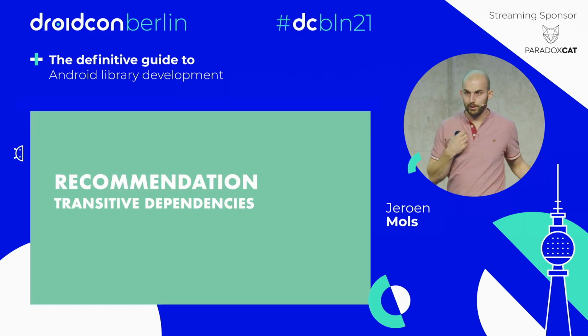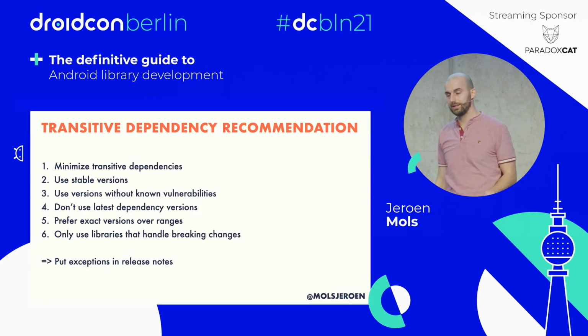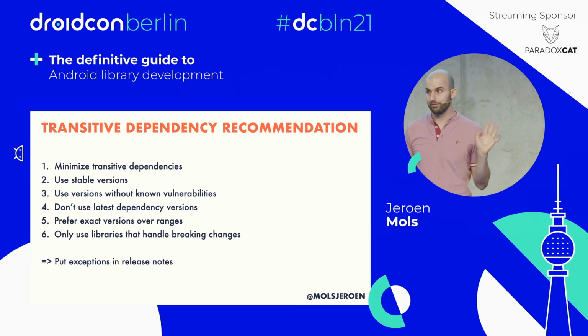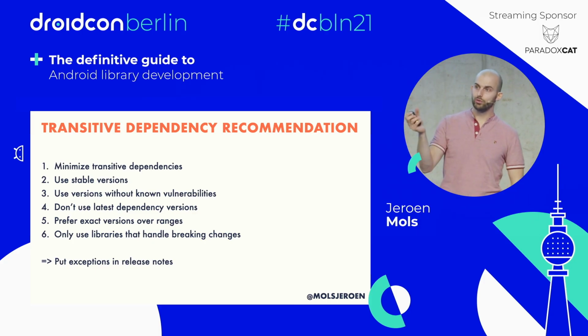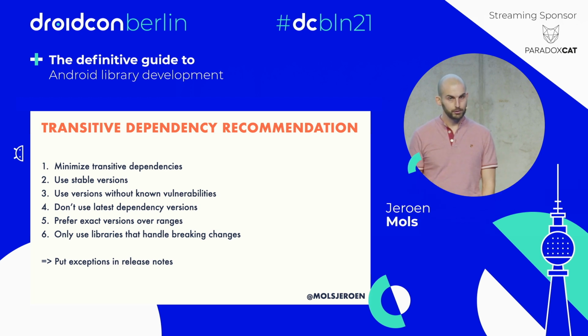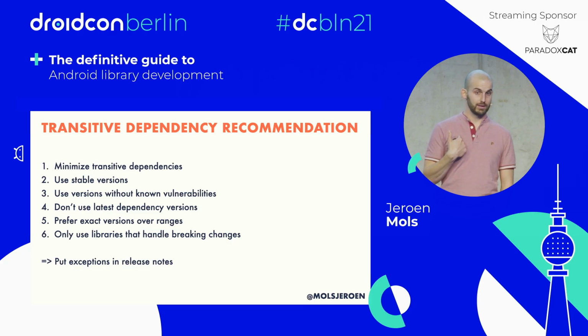So what do I recommend with regards to transitive dependencies? Try to use as few of them as possible. There are a few issues that are just fundamentally very difficult to solve, and the fewer dependencies you have, the fewer of those issues you're going to have. And when you do use a transitive dependency, first make sure it doesn't have any known security vulnerabilities, and second, use a stable version.